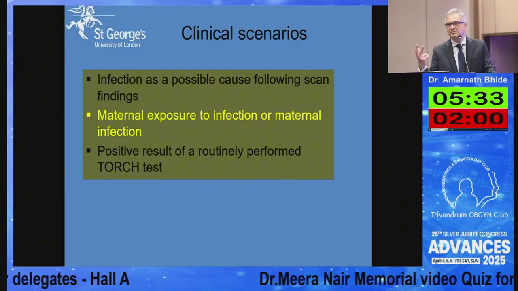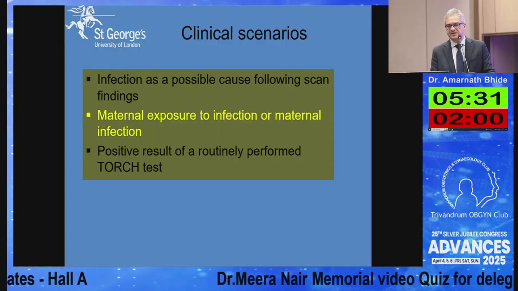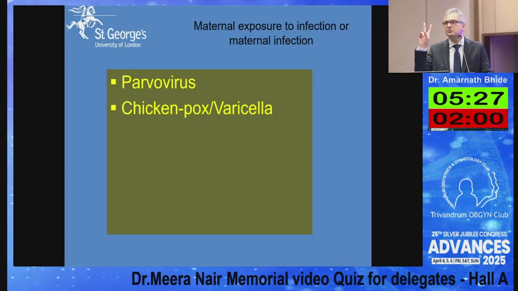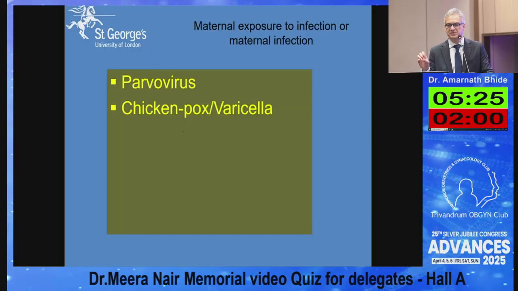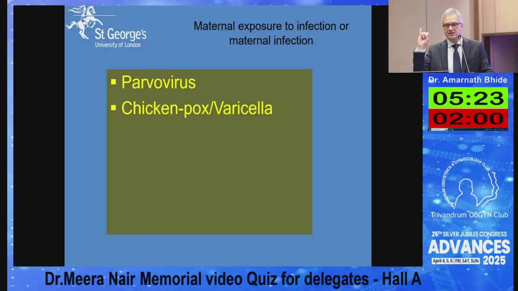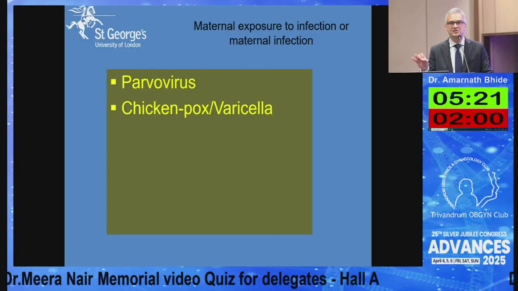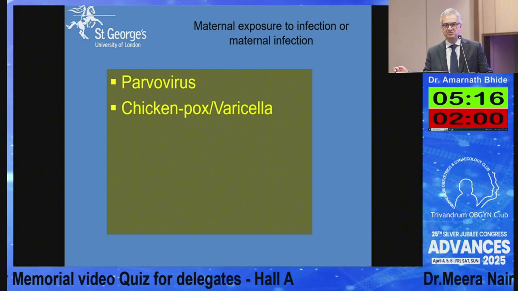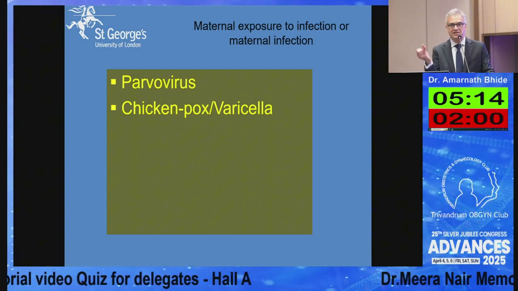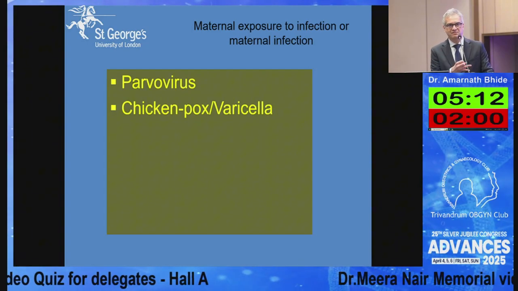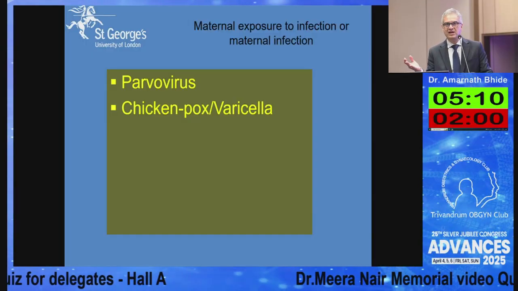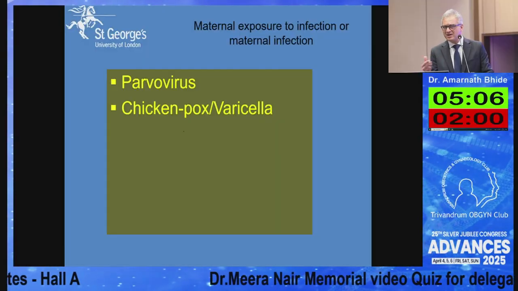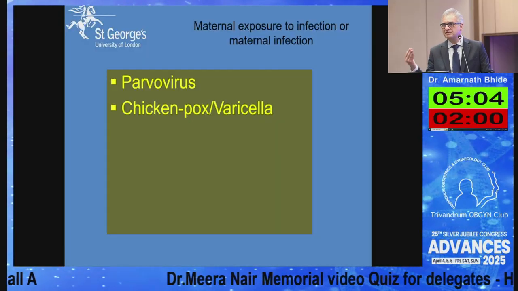The second common clinical scenario is maternal exposure to infection or maternal infection. And there are two infections which come into the picture: parvovirus and chickenpox or varicella. Because these are obvious. Women report symptoms, they get a rash, and they come to us. Chickenpox is very easy. It's easy to recognize. All the other infections are subclinical. We don't see them because of infection signs.